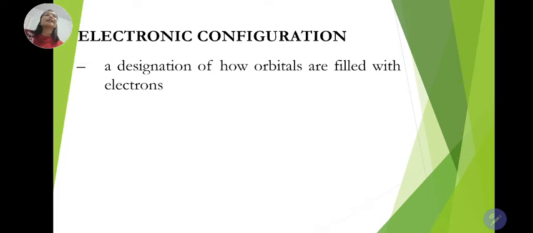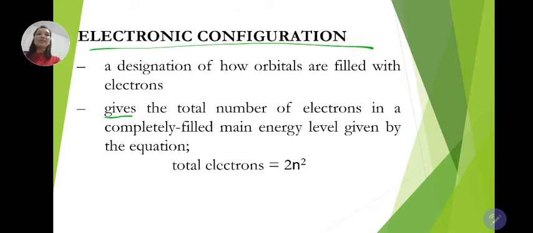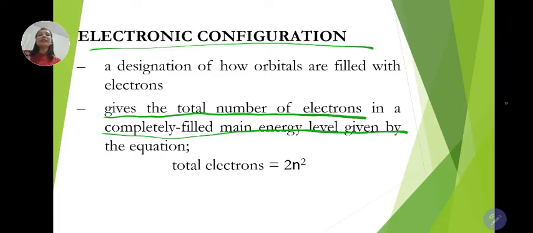So, this is our electronic configuration. Yan yung nasa periodic table of elements minsan. 1s1, 1s2, 1s3. So this is a designation of how orbitals are filled with electrons. Pakitandaan ha, yung electronic configuration, it gives the total number of electrons in a completely filled main energy level given by the equation total electrons is equal to 2n raised to the second power.